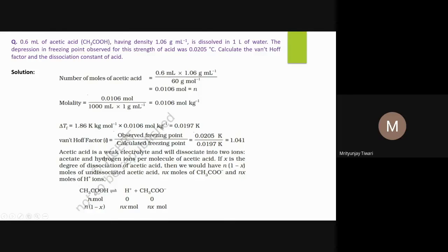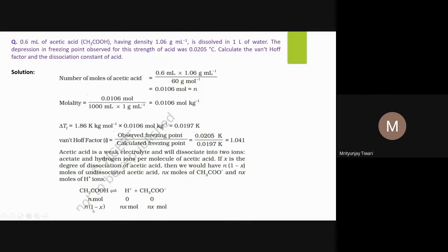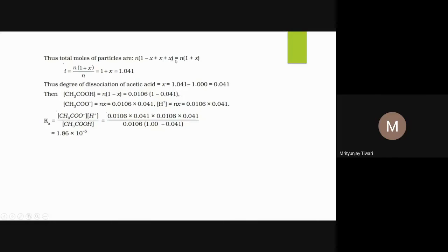If 1 mole of acetic acid dissociates, 1 mole of H plus and 1 mole of acetate are formed. So since nx moles of acetic acid are dissociated, nx moles of H plus and nx moles of acetate ion will be formed. These kinds of examples we have seen in ionic equilibrium, so if you don't remember, go there and see the concept. Thus the total moles of particles at equilibrium will be n minus nx plus nx plus nx. The minus nx and plus nx cancel out, so it equals n plus nx, that is, n into 1 plus x.